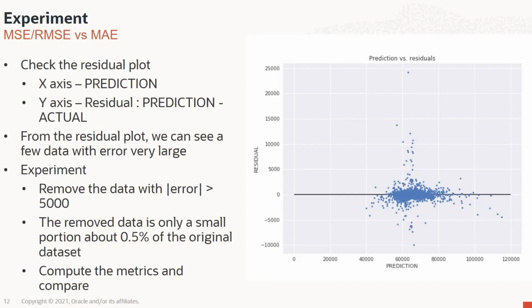We know that, compared to the entire data size, the outliers are roughly above 5,000, and they only occupy about 0.5% of the original data set. Let's just directly remove them, right? We remove them and then recalculate the metrics to see what will happen.